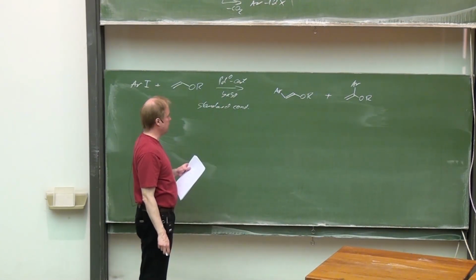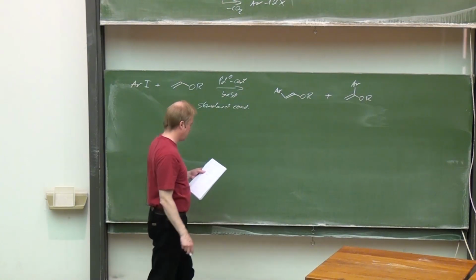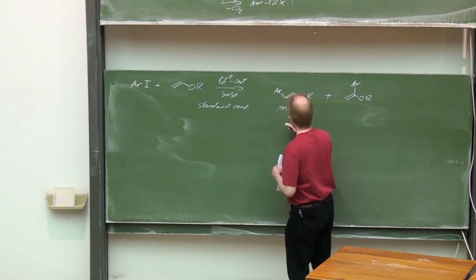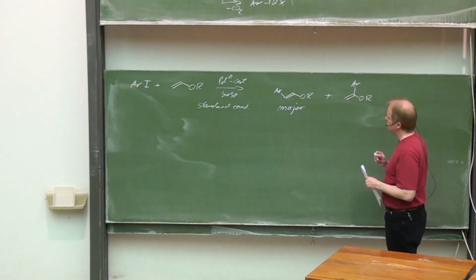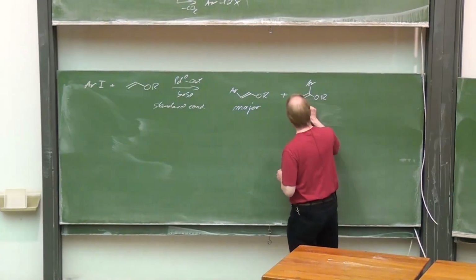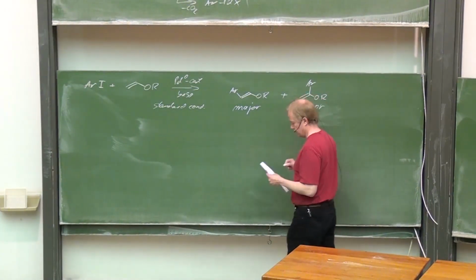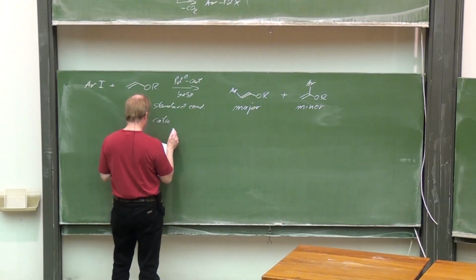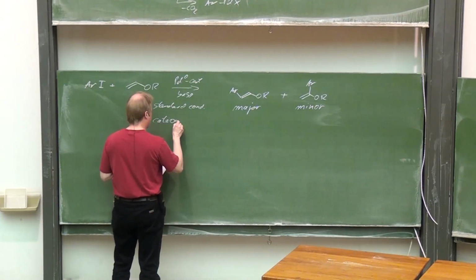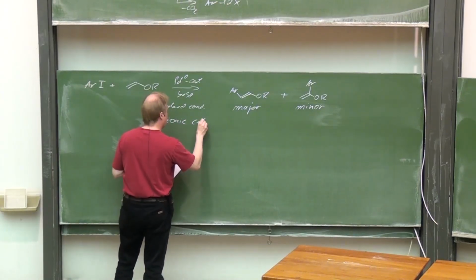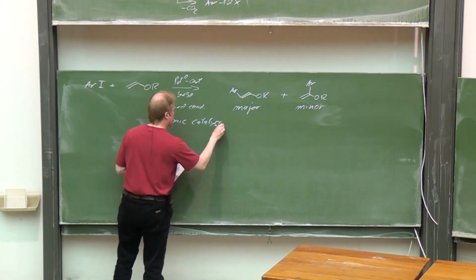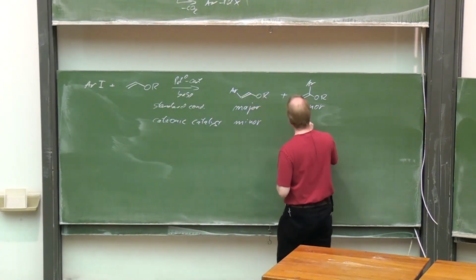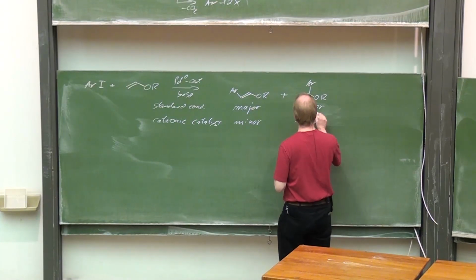Under standard reaction conditions, we will find this one as the major product and this, on the other hand, as the minor product. Let us change to a cationic catalyst. Then it's the other way around. This one minor and this one major.